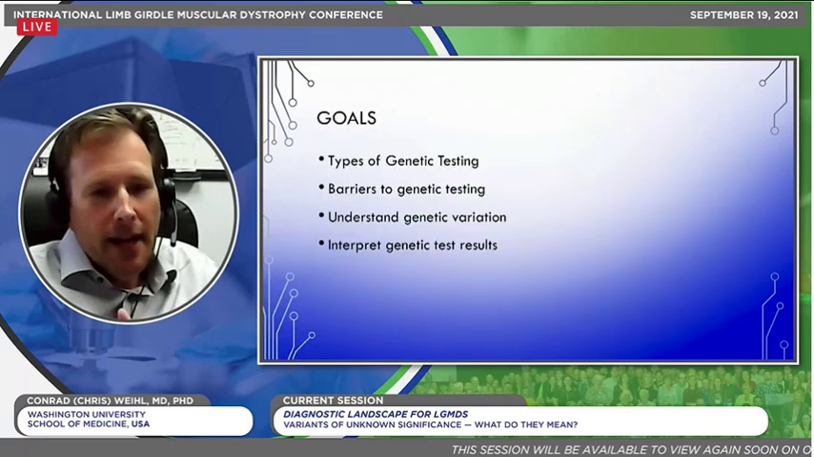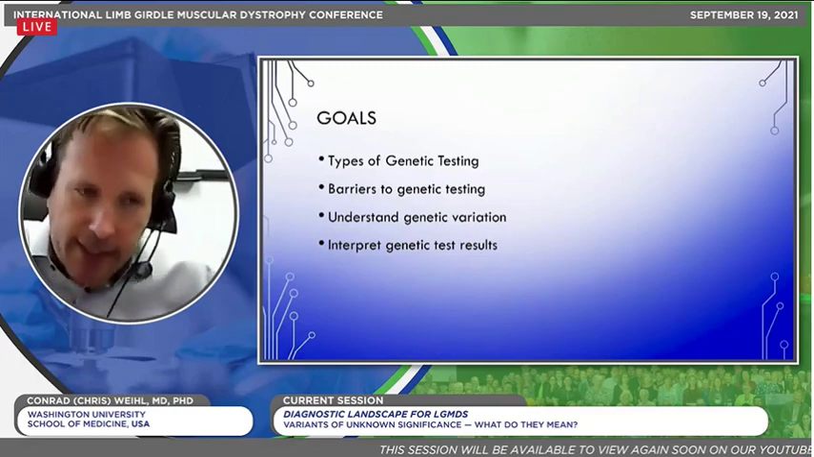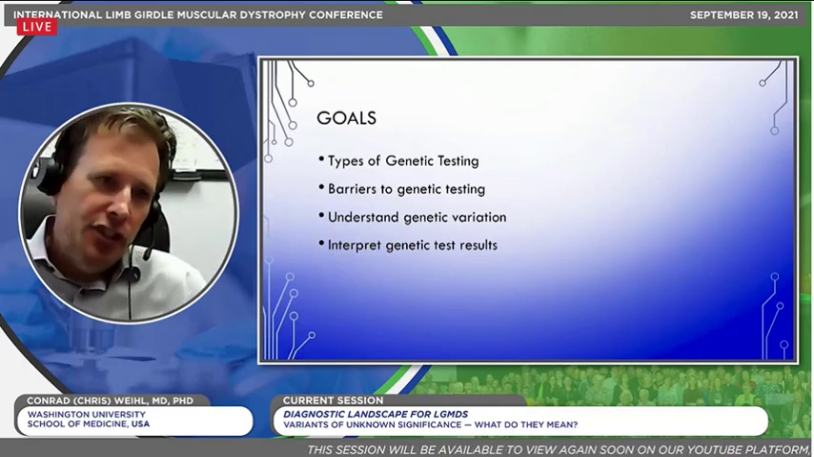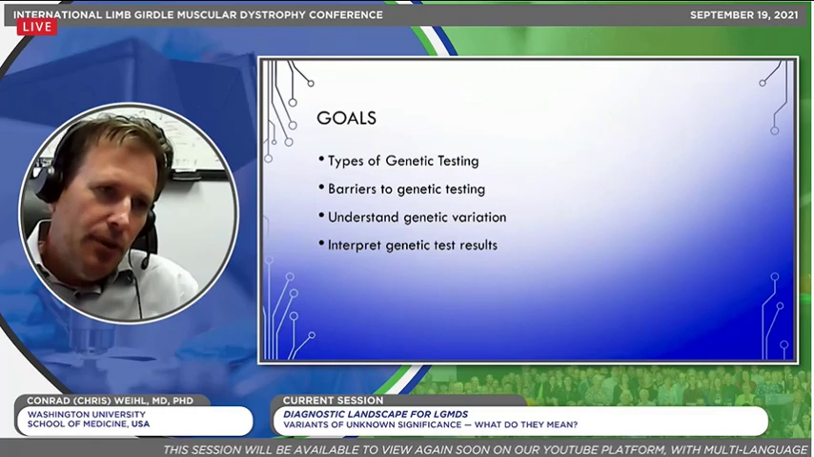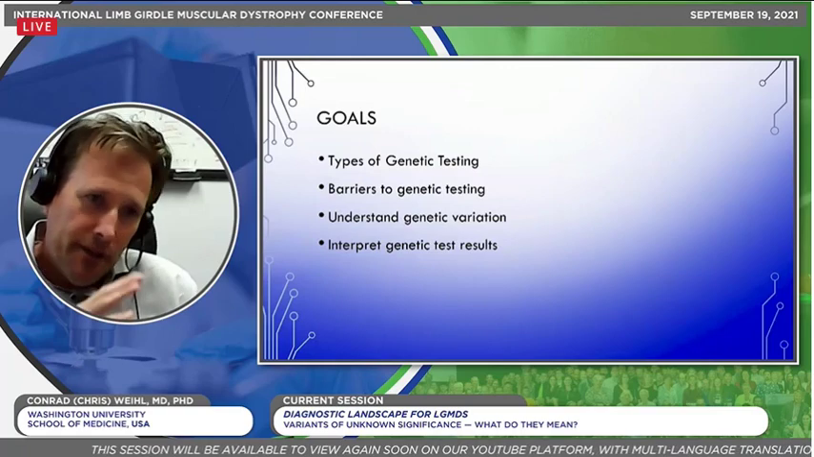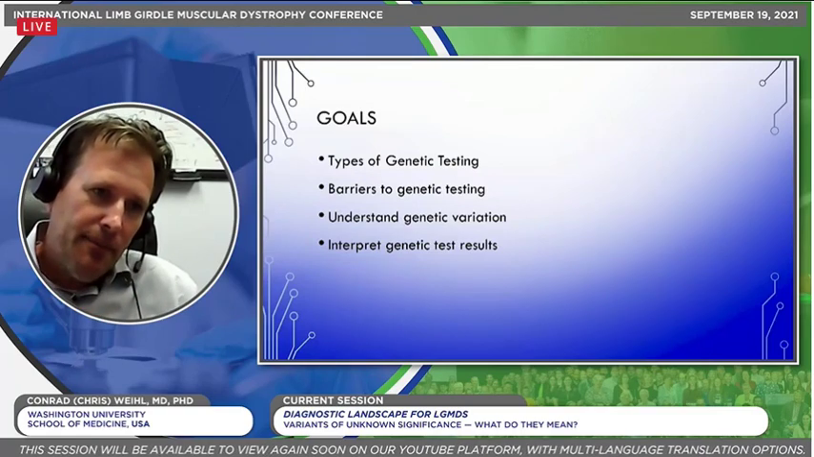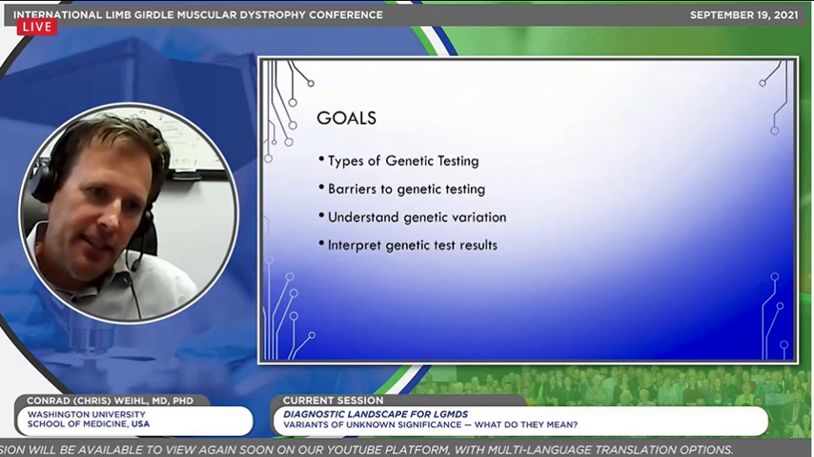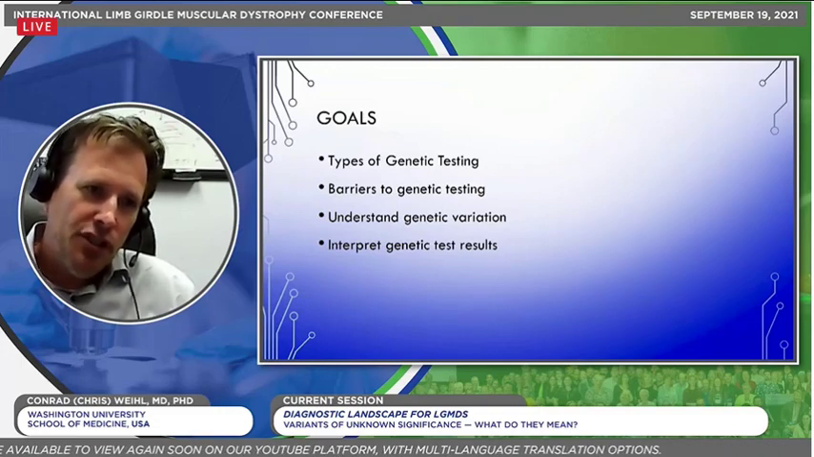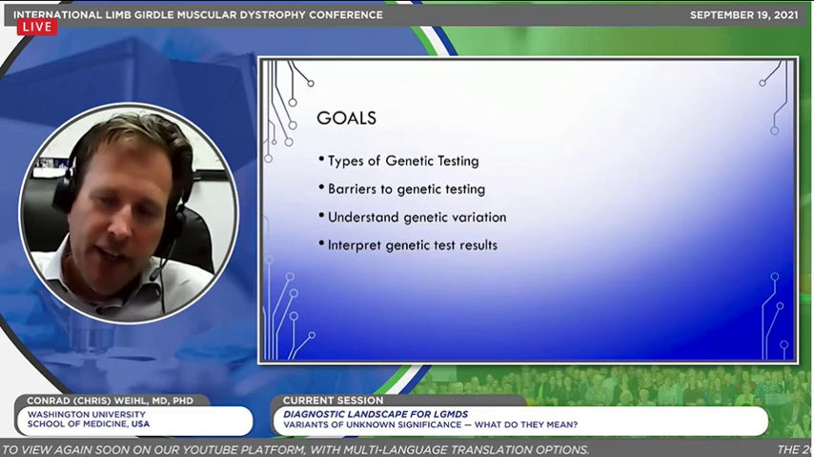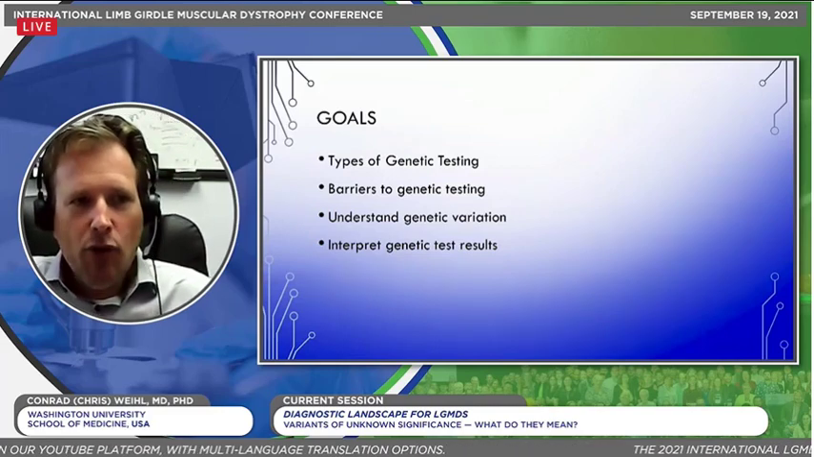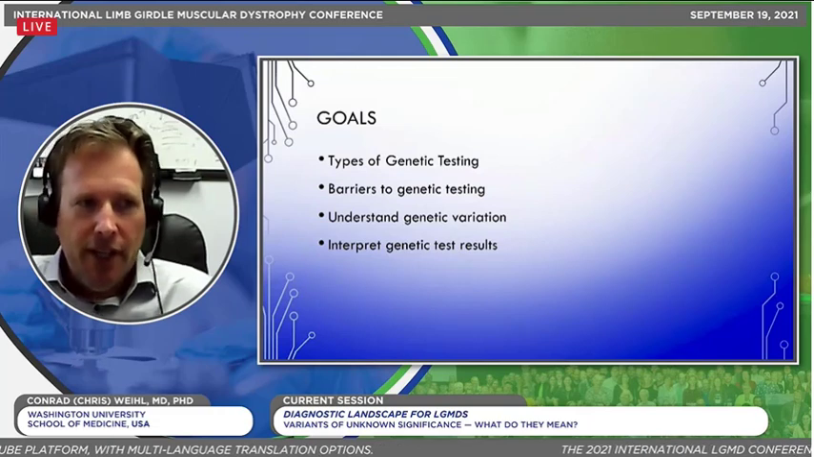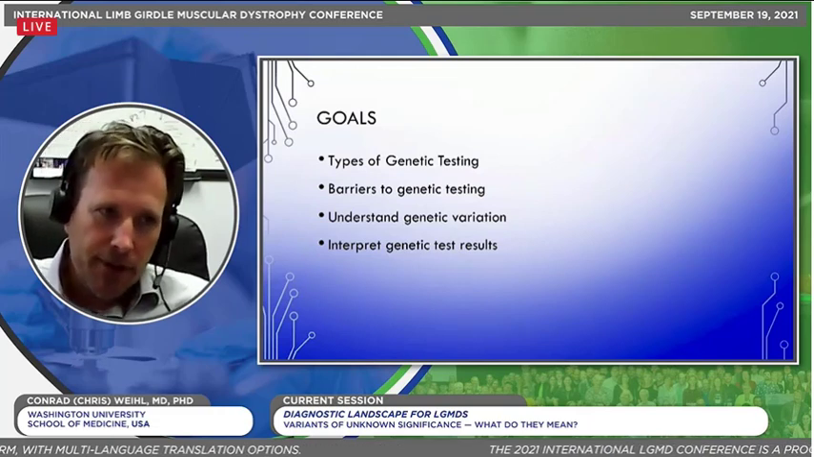And so that's the framework with which I'd like to think about genetics and variants of unknown significance. And so the goals of what I want to talk about are types of genetic testing, barriers to genetic testing, understanding what I just said, which is genetic variation, variations that happen in the recipe, and then how do we interpret those variations and interpret genetic test results.